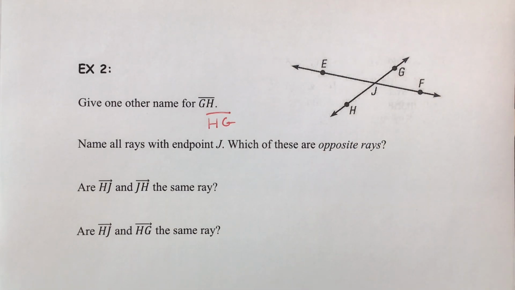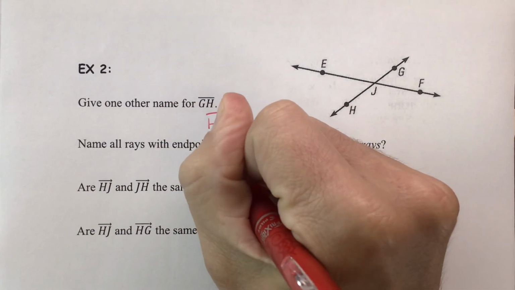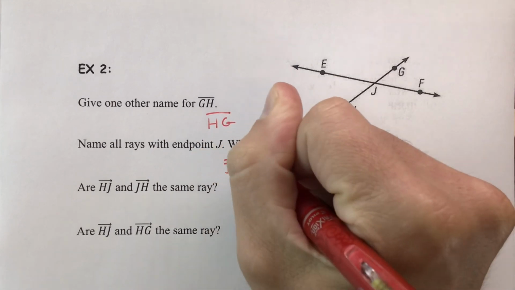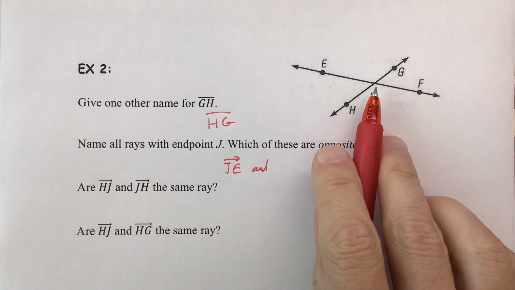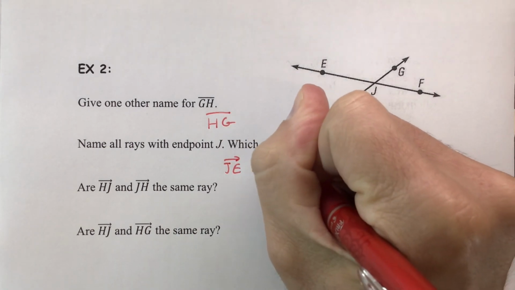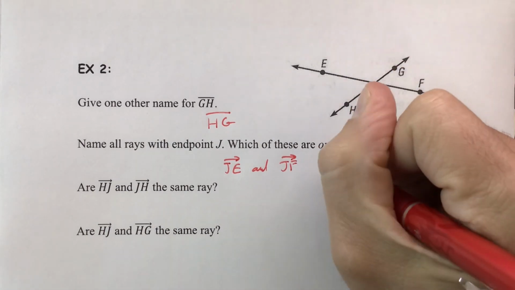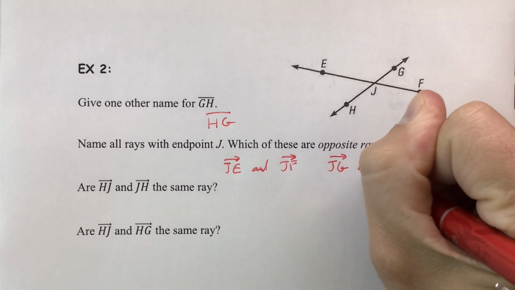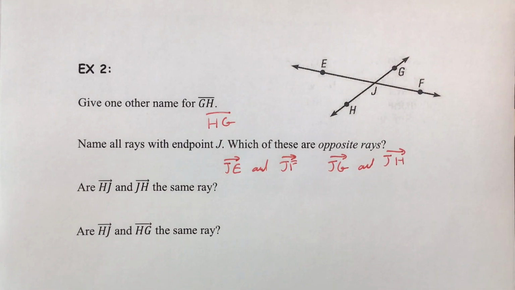Let's go ahead and answer these as opposites. Let's suppose that we do this one first. We go from J to E. So we've got ray JE. I'll just put "and" here for opposite. That is going to be the opposite of J to F. Those would be opposite rays. We also have JG. That will be the opposite of JH. These are opposite rays. Now, to be real clear with this, opposite rays are going to be rays that go in opposite directions. That's all that means, is that they go in opposite directions.